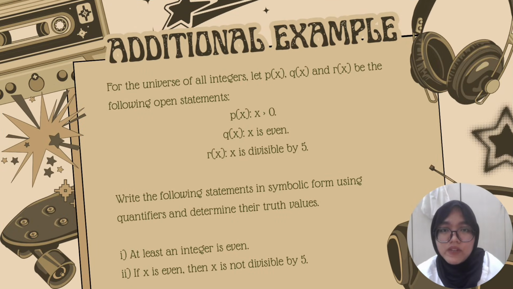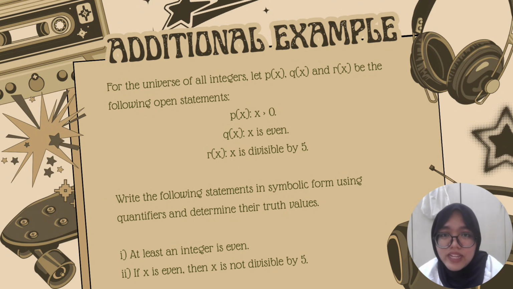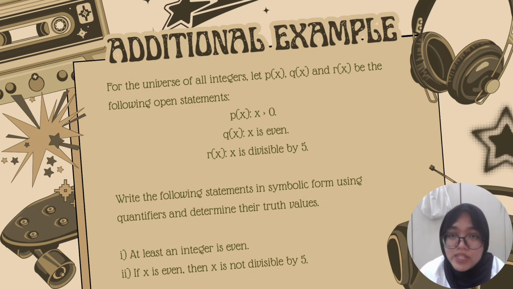Next, for the universal set of all integers, let P(x), Q(x), and R(x) be the following open statements: P(x), x is greater than 0; Q(x), x is even; R(x), x is divisible by 5. Write the following statements in symbolic form using quantifiers and determine their truth values. First, at least one integer is even. Second, if x is even, then x is not divisible by 5.